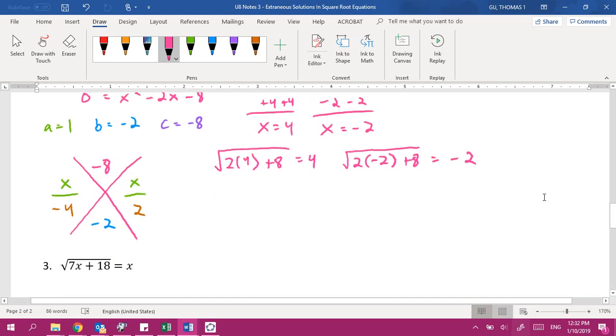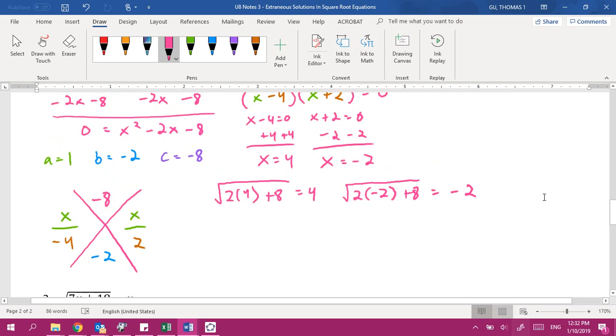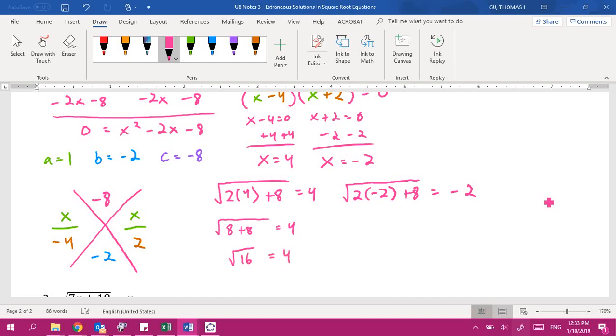Well, if we solve it out, we plug these numbers back in, right? So look at this left one. 2 times 4, what's that? 8. So 8 plus 8 is 16. What's the square root of 16? 4. And so isn't this true? Yes. So then that did work. So x equals 4 is a solution, so we can circle this one.